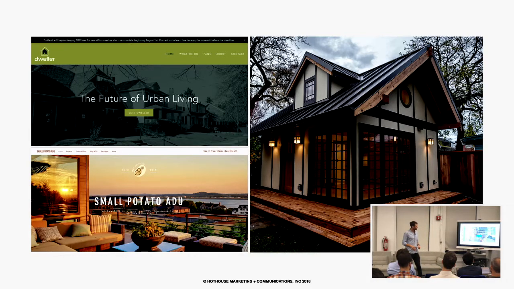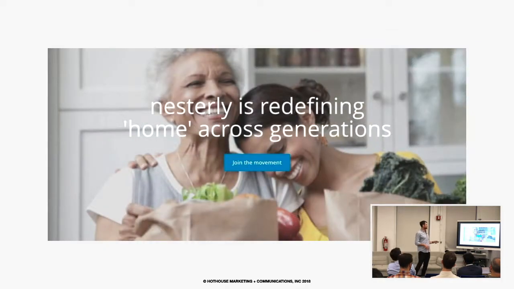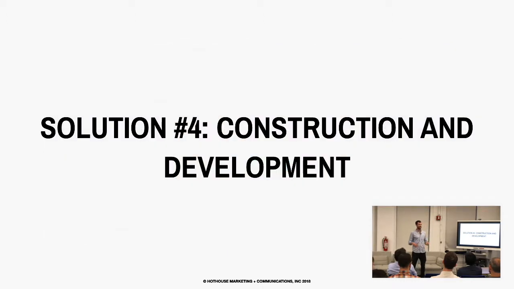This is called Nesterly, which is matching elderly homeowners with cash-strapped millennials, and doing a little bit of bartering services for reduced rent, which I think is a great solution. And again, I could talk for an hour about senior housing. And then lastly, I'll get to the technology, construction development.